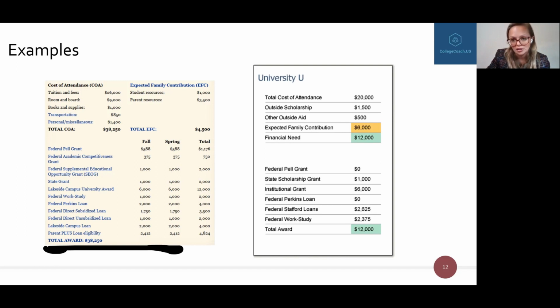But in all seriousness, it's only $7,000 of free money. Everything else is either loans or that other money that the student is coming in with from outside sources. So again, without knowing the starting point and the full cost of attendance, you can't really understand what the award is. And this is, again, not a very good award.